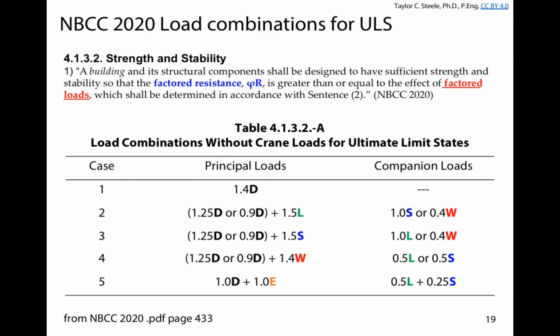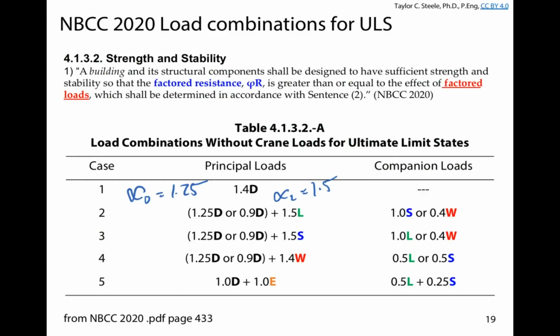That implies here that alpha dead is 1.25. At the same time that we have 1.5 times the live load. Alpha L is 1.5. And so that's one load case we're going to check. And at the same time, we might just add 1 times the wind load, the snow load, or 40% of the wind load. And this depends on a bunch of stuff.